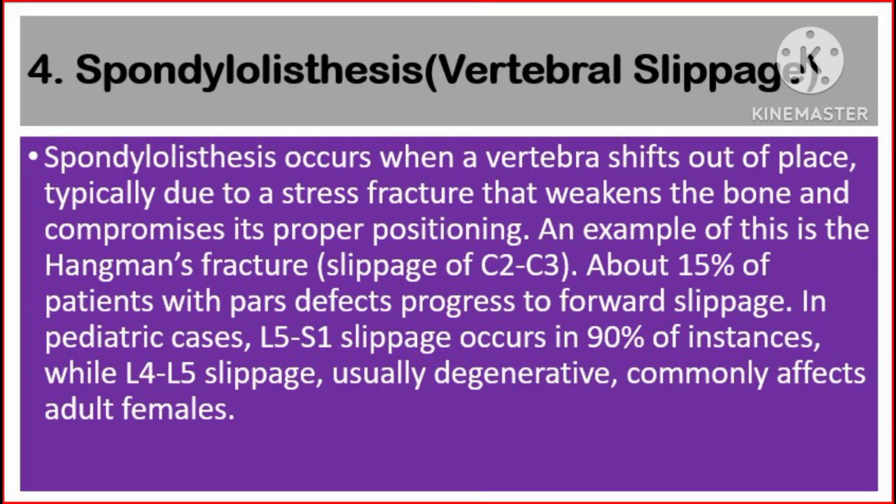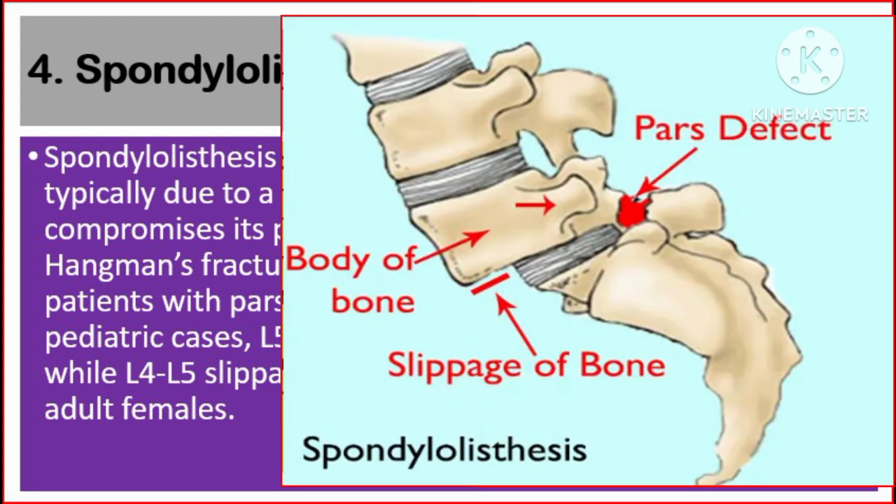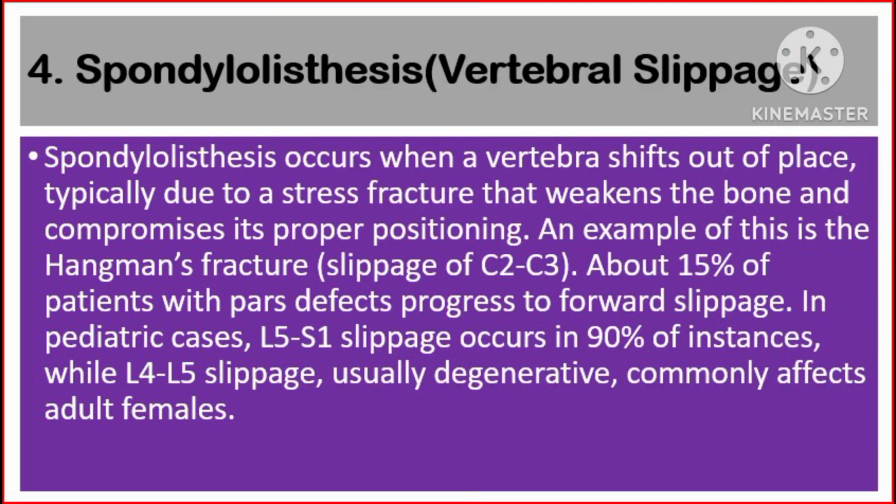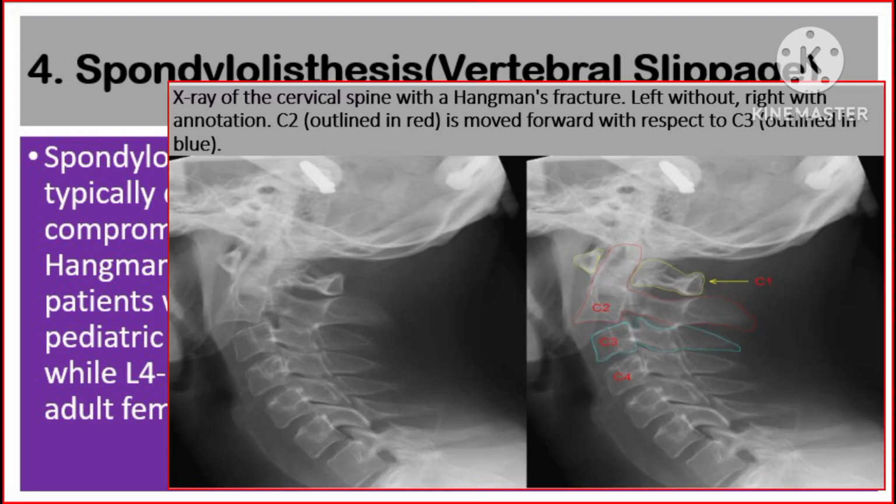Number 4. Spondylolisthesis or vertebral slippage. Spondylolisthesis occurs when a vertebra shifts out of place, typically due to a stress fracture that weakens the bone and compromises its proper positioning. An example of this is the hangman's fracture, slippage of C2 over C3.